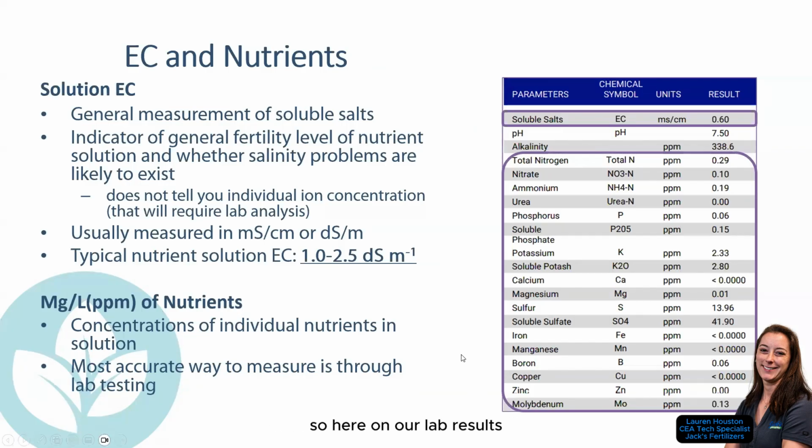So here on our lab results, you can see that this particular water source has low nitrogen, all that type of stuff. This is going to be the kind of results that you're really looking for, especially when you're trying to manage a solution over time or diagnose a nutrient deficiency. Being able to see the differences in concentrations between all of those individual nutrients is going to give you a much better idea on what's available to your plant at any given time.